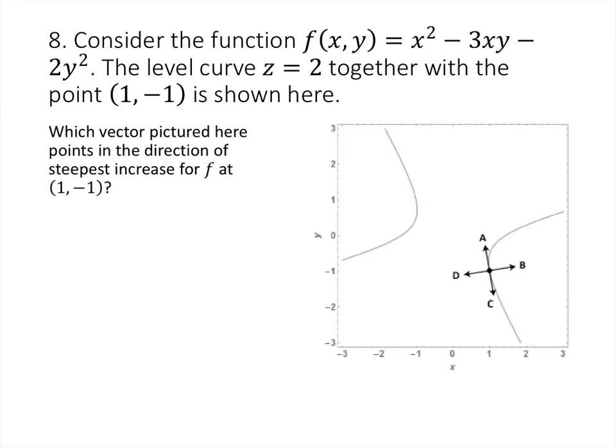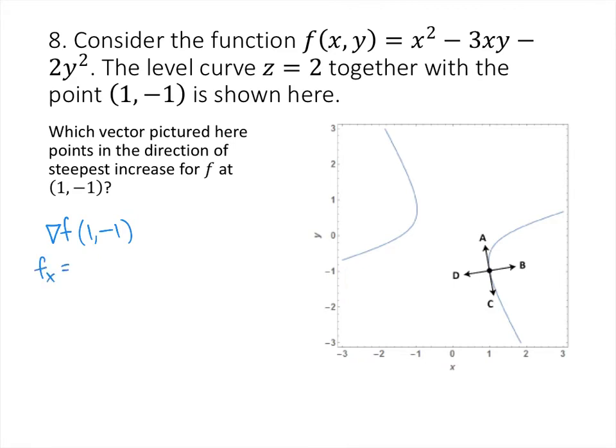So the next few problems deal with the same function, f(x, y) equals x squared minus 3xy minus 2y squared. And in this one, we have a diagram where we're given a picture of just one level curve and then 4 potential vectors. And we want to know which one of those vectors points in the direction of steepest increase for f at this point. And remember that the gradient tells us that. The gradient of f at this point (1, negative 1) points in the direction of steepest increase. So let's figure out what that gradient is and then use that to figure out which vector we're talking about.